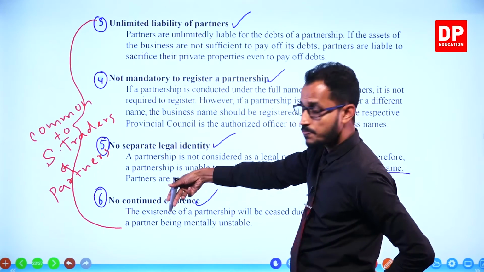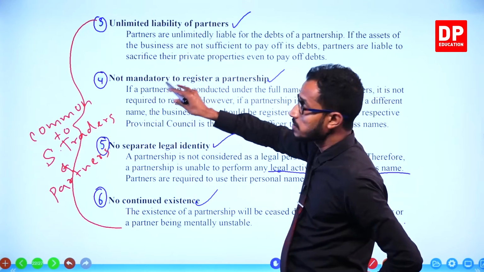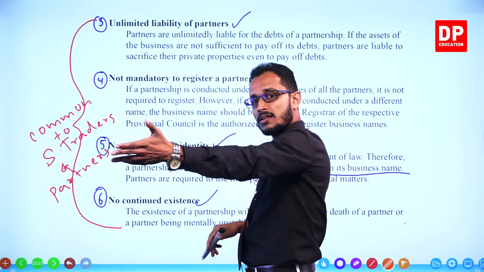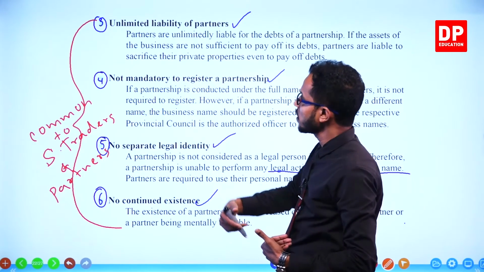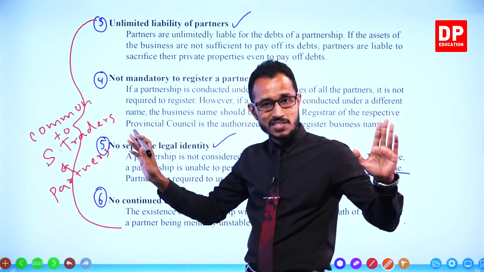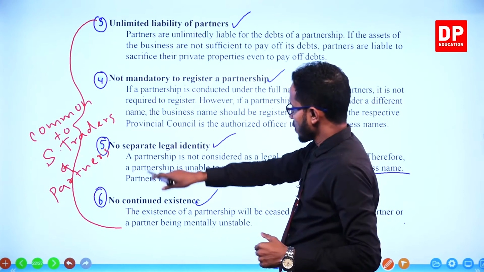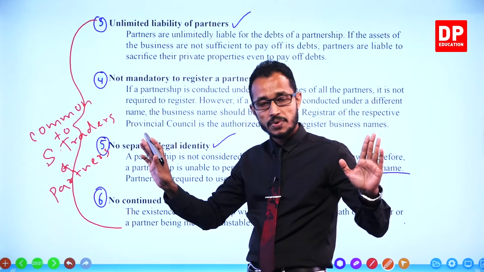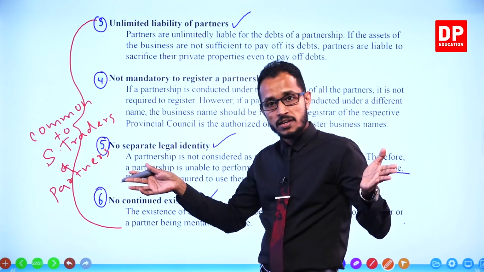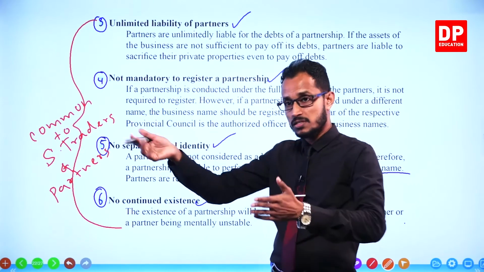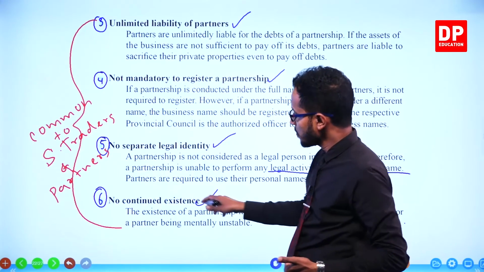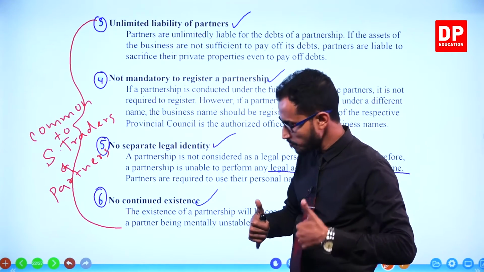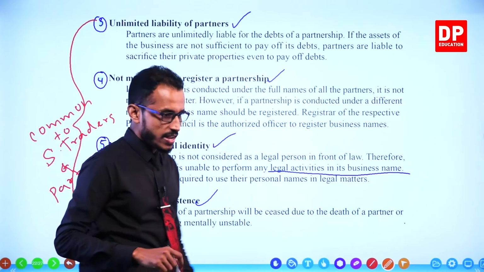All these four are common to sole traders and partners. Unlimited liability: sole traders have unlimited liability, and partnerships also have unlimited liability. Not mandatory to register, same. No separate legal personality, same, right? Both businesses do not have legal personality, and both businesses do not have continued existence. There you go. We are done with partnerships.